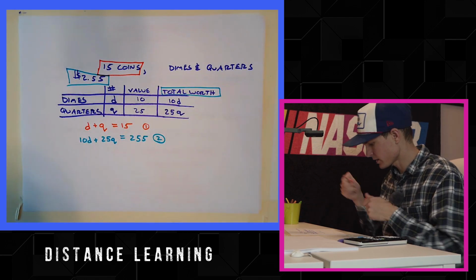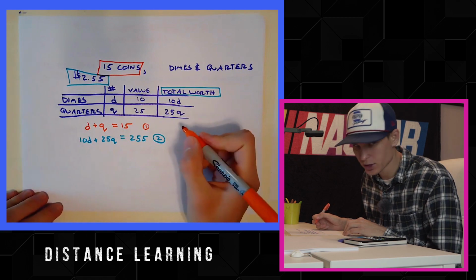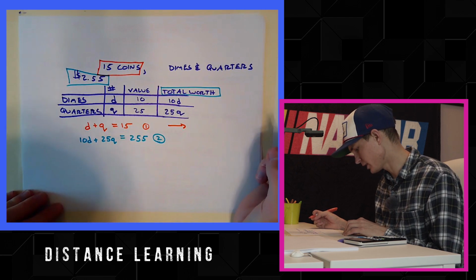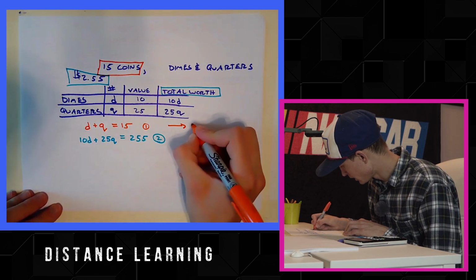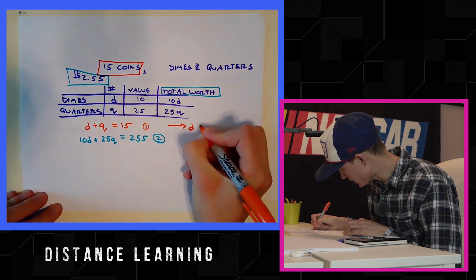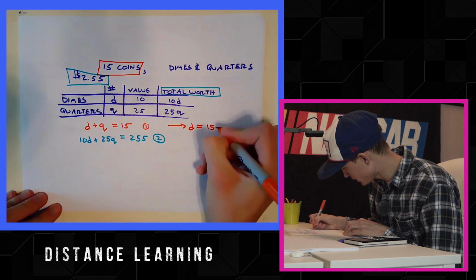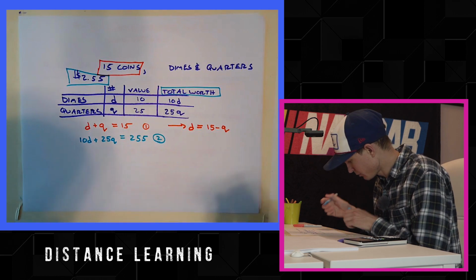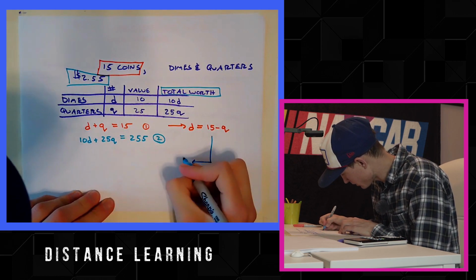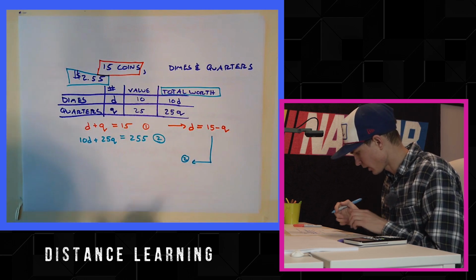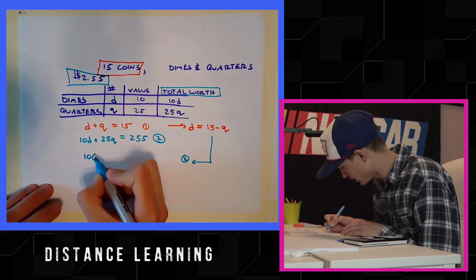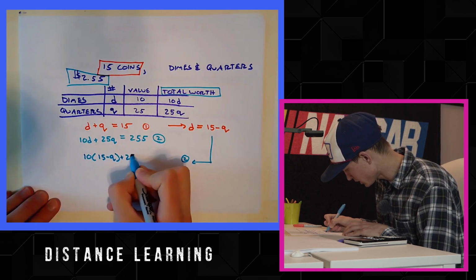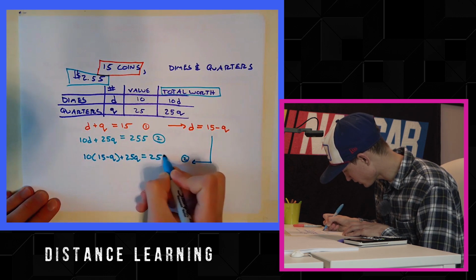So from the last section where we learned substitution, right, we need to solve for one variable first. I'm going to solve equation 1 for the variable of D. So I'm going to move Q over. So D equals 15 minus Q. All right. We're going to plug that in to equation 2. So I'm going to have 10D, but D is 15 minus Q now, plus 25Q is 255.